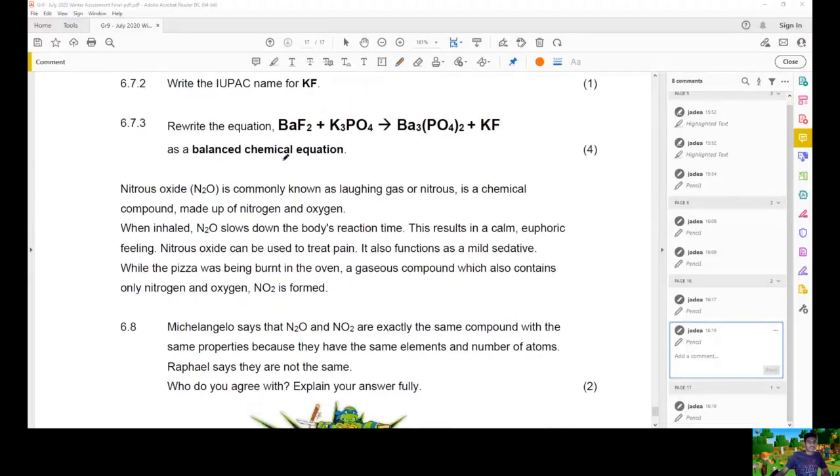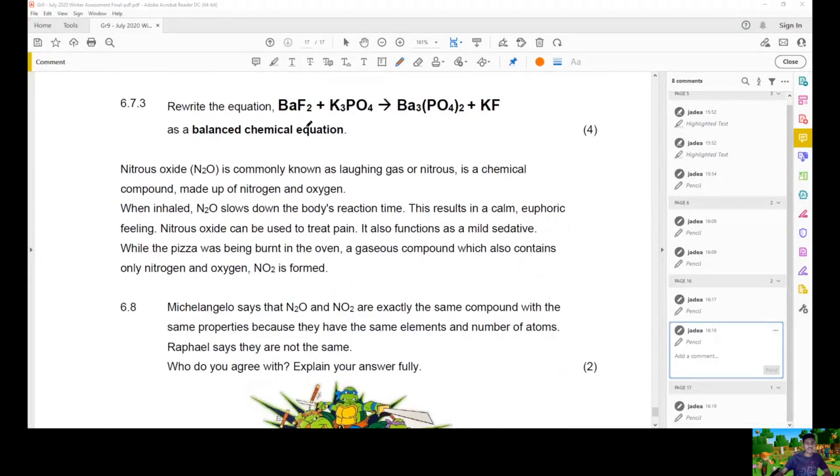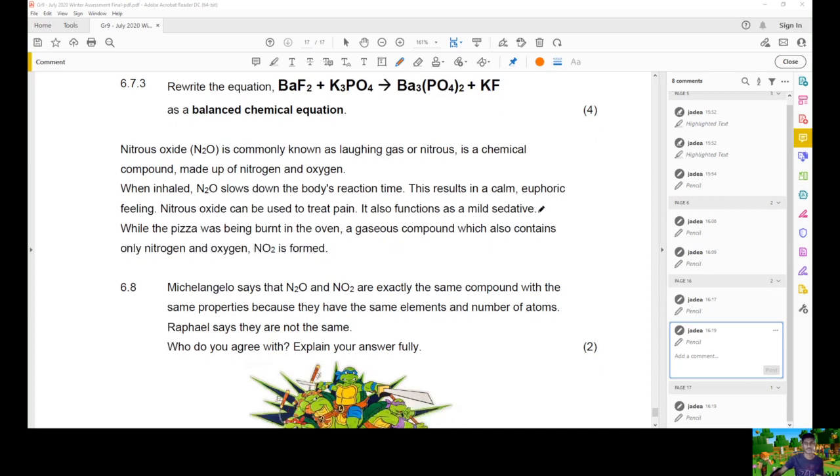Okay, the next question. Nitrous oxide, N2O, is commonly known as laughing gas, or nitrous. It's a chemical compound made up of nitrogen and oxygen. When inhaled, N2O slows down the body's reaction time. This results in a calm, euphoric feeling. It means you're feeling very happy and relaxed. Nitrous oxide can be used to treat pain. It also functions as a mild sedative, puts you to sleep. It's sometimes a gas that dentists used to use before you undergo extensive, painful surgery.